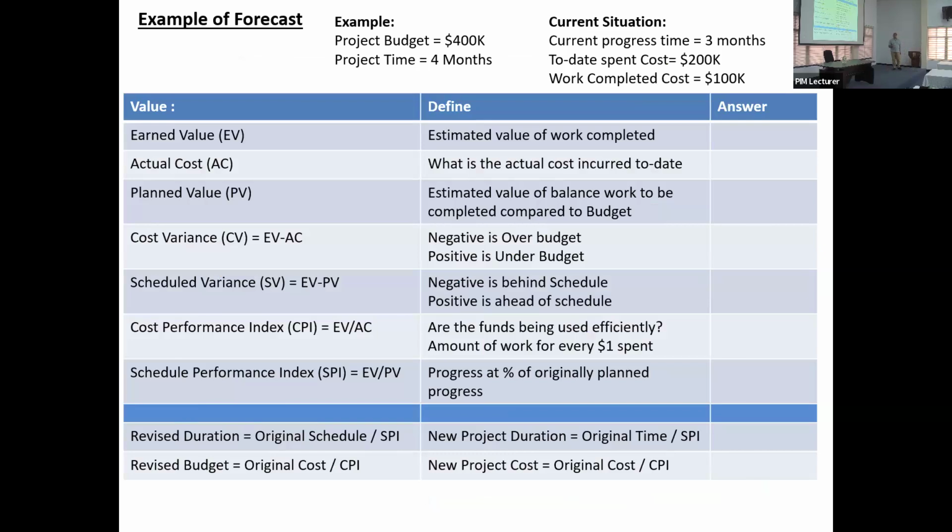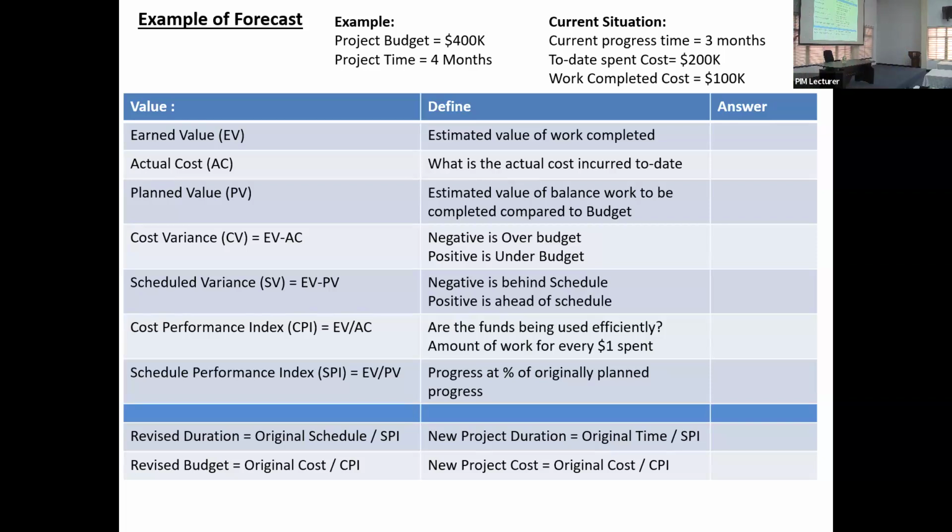The example is: the project budgeted cost is $400,000. The project timeline is 4 months. So roughly $100,000 a month is the budgeted cost. $400,000, and it's supposed to finish in 4 months. If we take a situation at any given time, in this case we are taking it at the third month. The 4-month project, we are taking it at the third month.